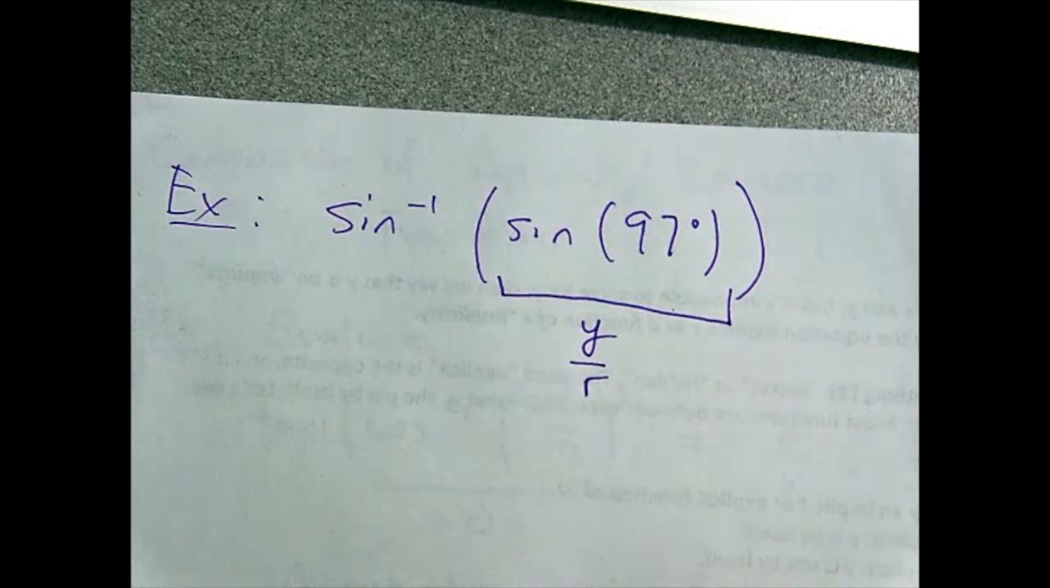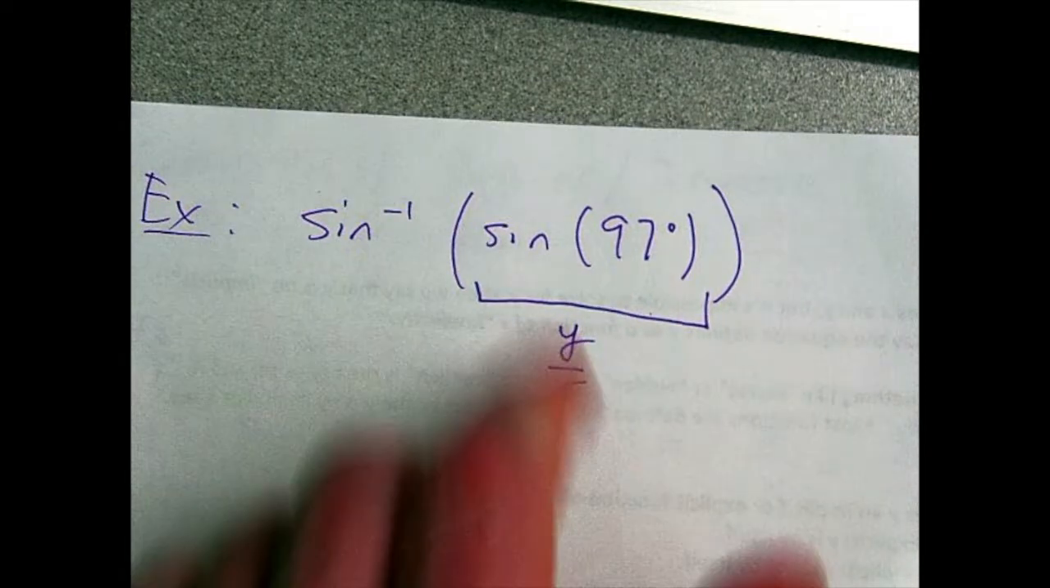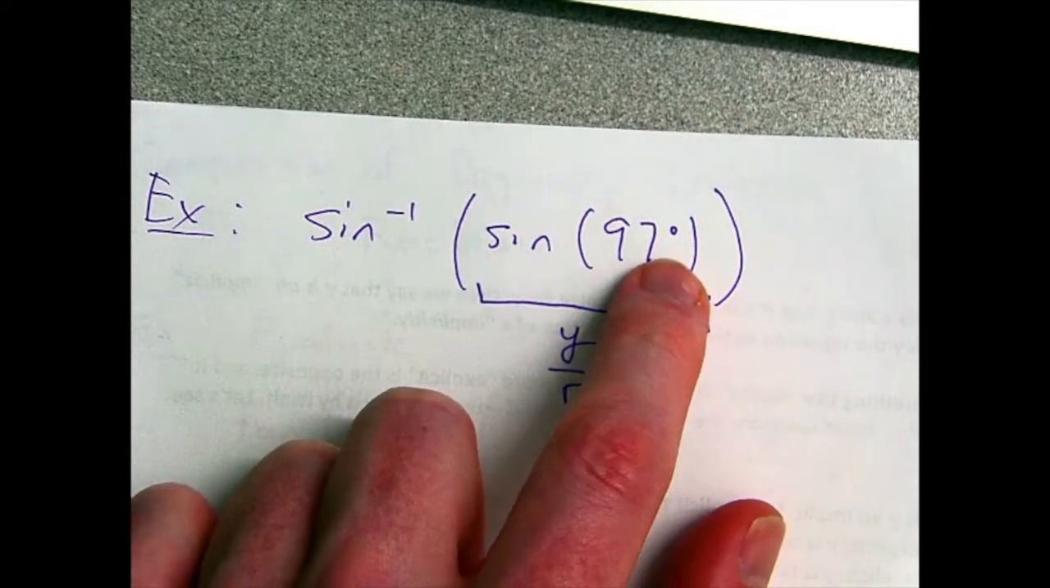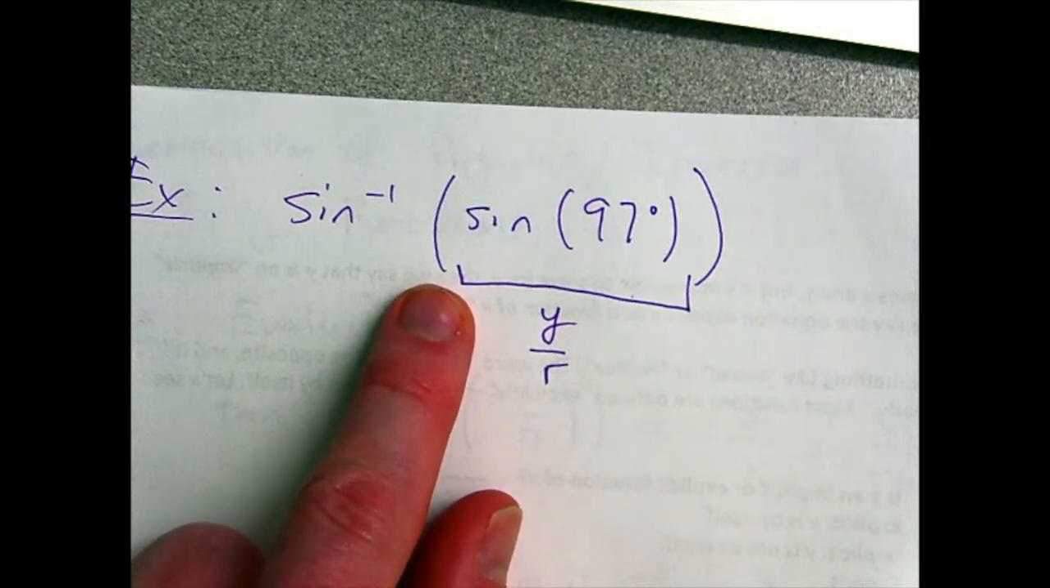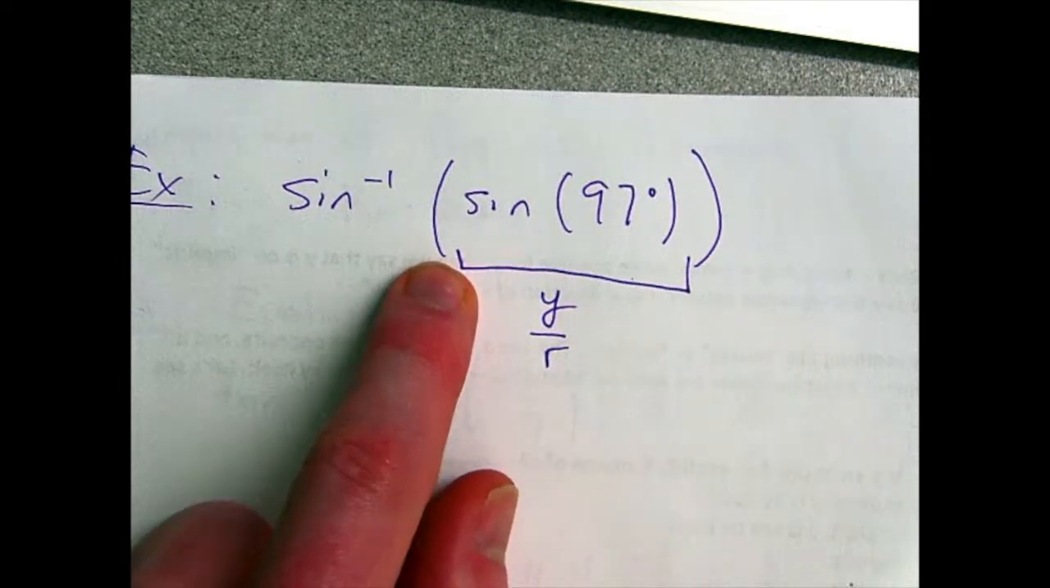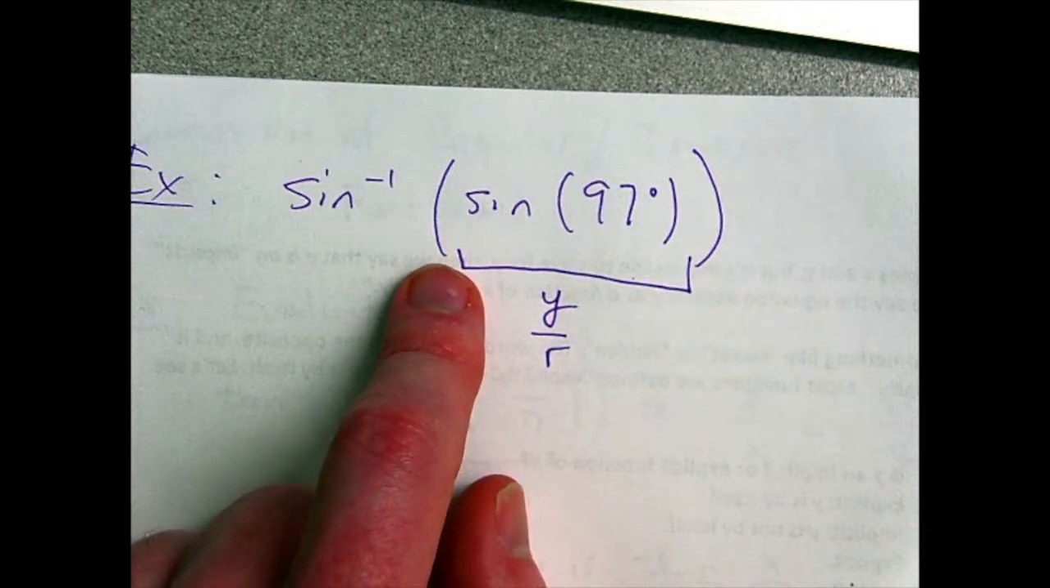Now, I don't have a calculator in front of me, and if this were a test question, you wouldn't be allowed to have one. I don't know what the sine of 97 degrees is. Maybe I could figure it out, it's some number, and then I could ask for the inverse sine of that. But that really doesn't work. The truth is this problem is doable completely conceptually, and here's what you have to think about.